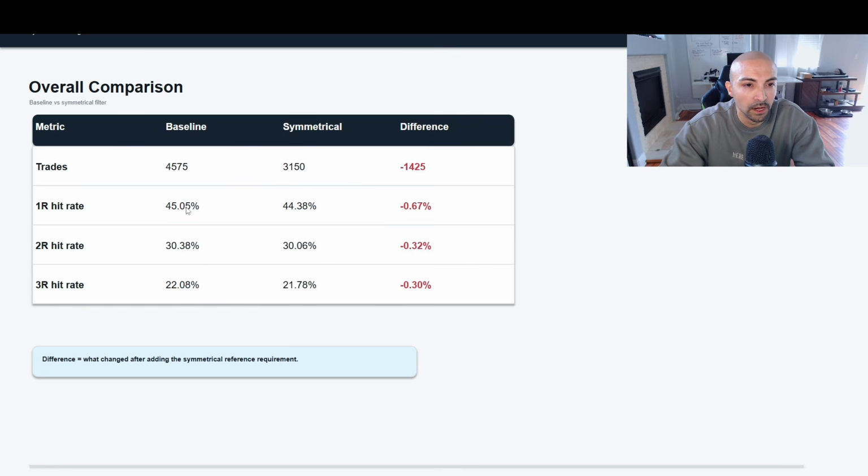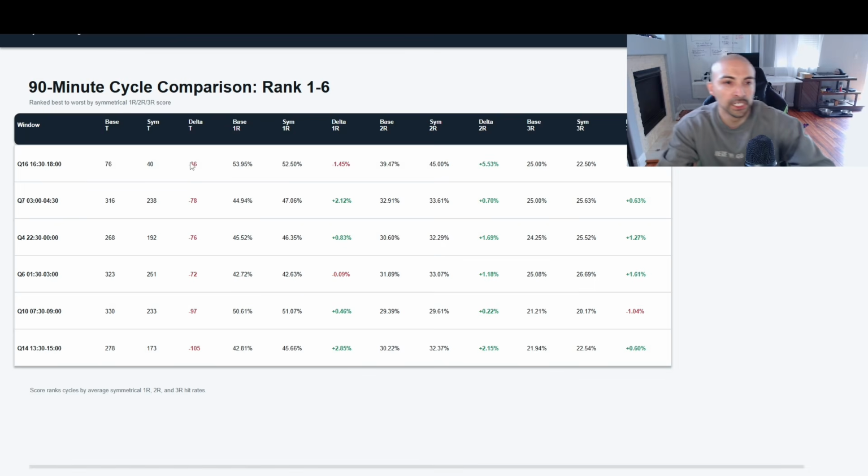Okay, so of this baseline, the trades that hit a 1R hit at 45% of the time, 2R 30%, 3R 22%, and adding the symmetrical component actually decreased the probability. Not by much, but it did. Okay, so here is each 90-minute cycle comparison. So you got baseline, you have symmetrical, and you have the change.